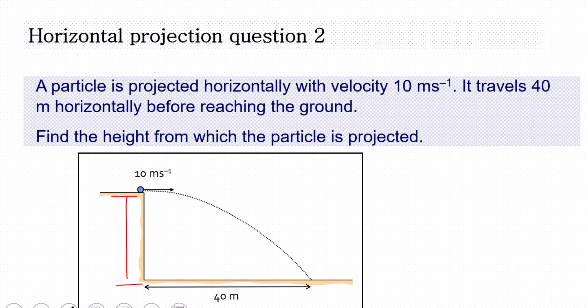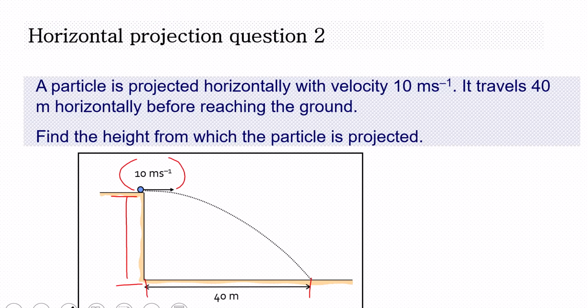And that's all. So in here, you will have to summarize your data again the same way as we did. So we know that our initial velocity in the horizontal direction is 10 and our initial velocity in the vertical direction is 0. Our horizontal displacement is 40, so that's all we have. So let's go and answer this one.